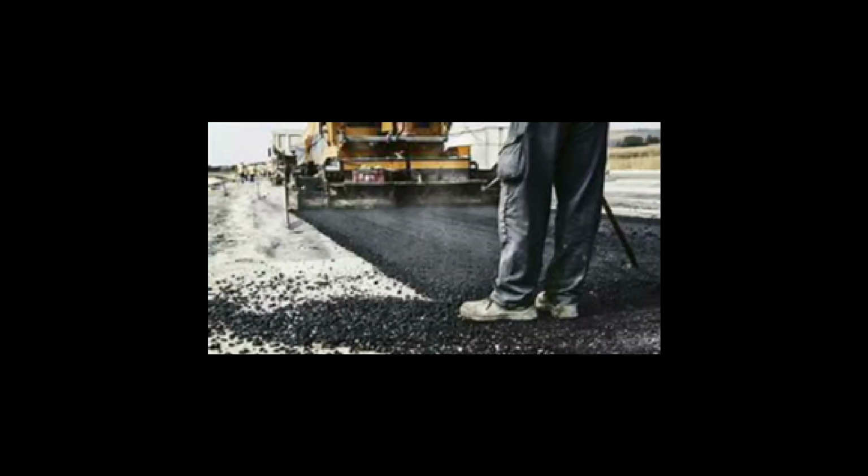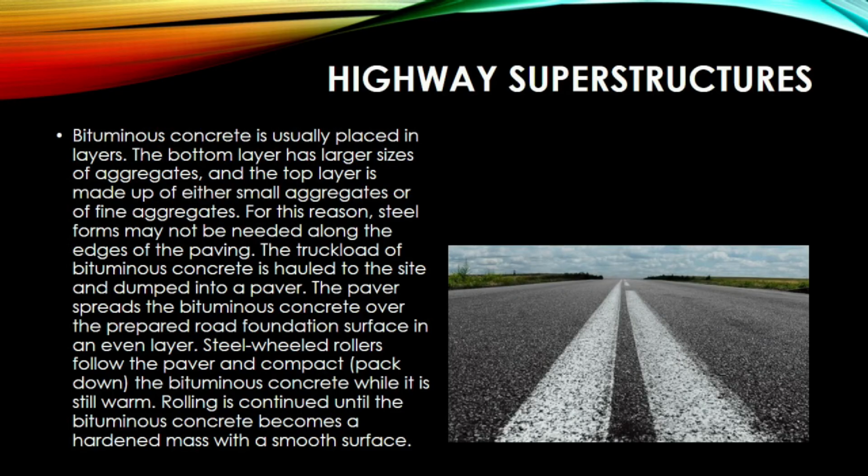Bituminous concrete is prepared in mixing plants much like those used for making concrete. The aggregates are weighed and moved into a mixer on a conveyor belt. The asphalt is melted and brought to the right temperature and thickness before it is poured over the aggregates in the mixing tank. When the bituminous concrete has been mixed, it is poured into dump trucks which take the mixture to the paving site. Bituminous concrete is usually placed in layers.